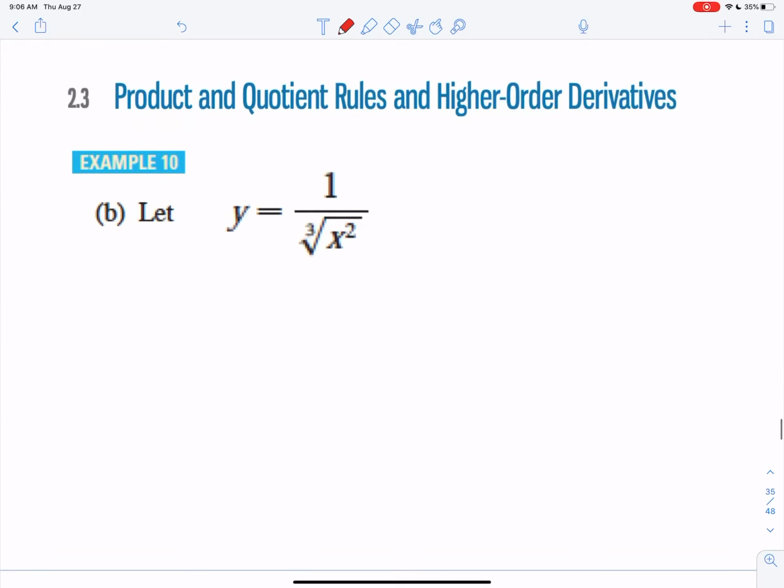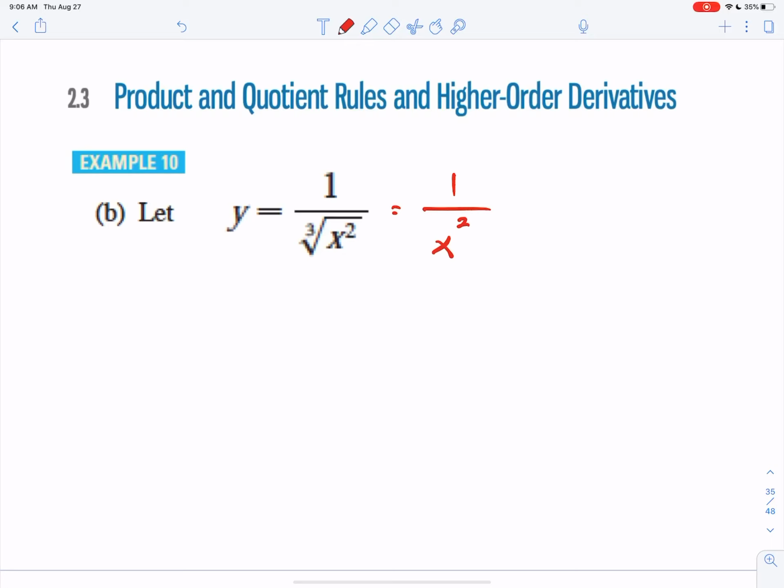Okay, here's another one, part B. We have a quotient, but can we avoid it? The answer is yes. Okay, we'll take it one step at a time here. Just take a look at the bottom. How do you rewrite that, right? That's really just x to the what?